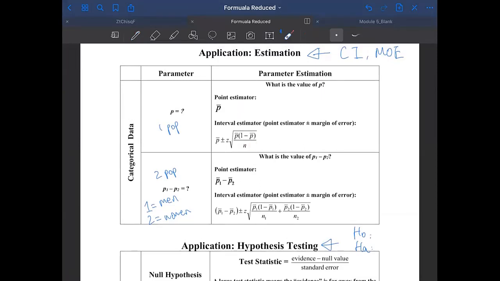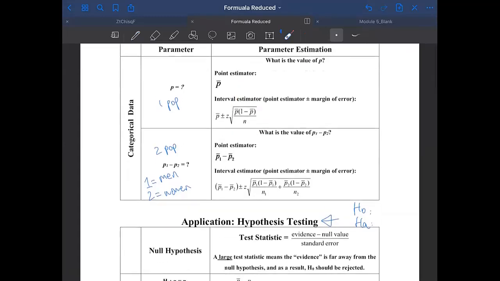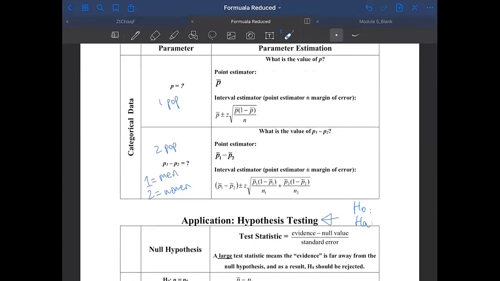Hopefully you have seen those before. P bar, and this is a confidence interval. And when we are dealing with P1, P2, two populations, we are not estimating each one of them separately. What we are more concerned with here is their difference. Difference is the key. You want to figure out what is the difference between P1 and P2.